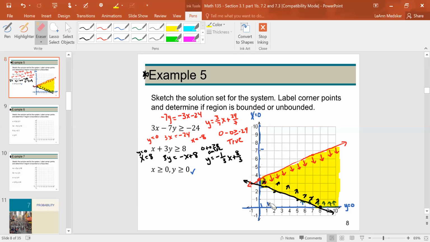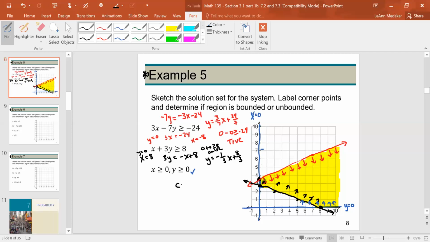We want to know if this region is bounded or unbounded, and we also want to label the corner points. Now the corner points you might have to mark. There's this one and this one. These are both our y-intercepts. There's this x-intercept. And that's the only places our graph are crossing each other, where two lines are intersecting each other within our yellow region. We do intersect back here, but it's not in the yellow region.